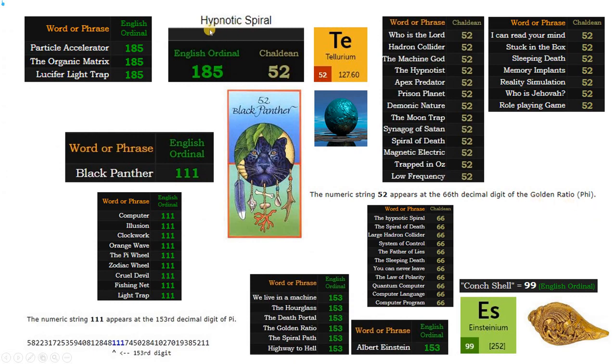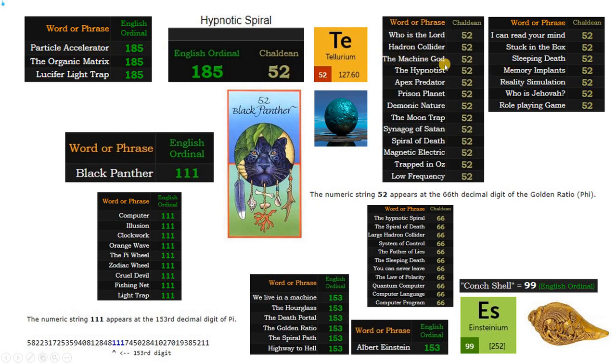Hypnotic spiral is 185 in English ordinal, matching the following expressions: particle accelerator, the organic matrix, and Lucifer light trap. And in Chaldean we have 52, matching element tellurium that represents the earth. And with 52 in Chaldean we have prison planet. This is exactly what the earth is. We also have who is the Lord, Hadron Collider. So as you can see, in Chaldean we have Hadron Collider, and in English ordinal we have the particle accelerator.